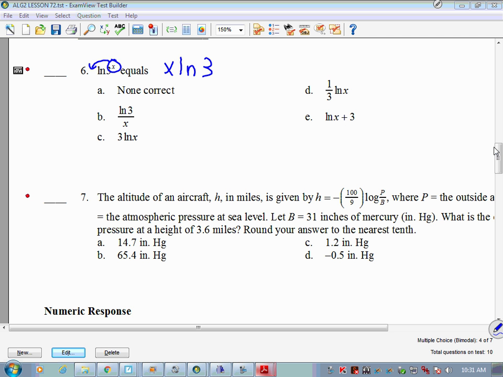Obviously that's not the same as ln 3 over x, right? Because it's not division. We've got a product here. It's not 3 ln x, right? It's not 1/3 ln x, and it's not ln x plus 3. It should be x ln 3, right? We're going to move that exponent out front. Does that make sense? So because we don't see that in here anywhere, our answer is A, none of these are correct. None of those follow the rules.